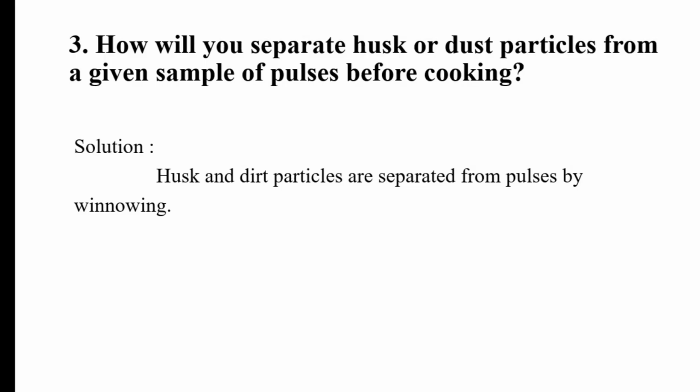Third question, how will you separate husk or dust particles from a given sample of pulses before cooking? And the answer is, the husk and dirt particles are separated from pulses by the winnowing method.